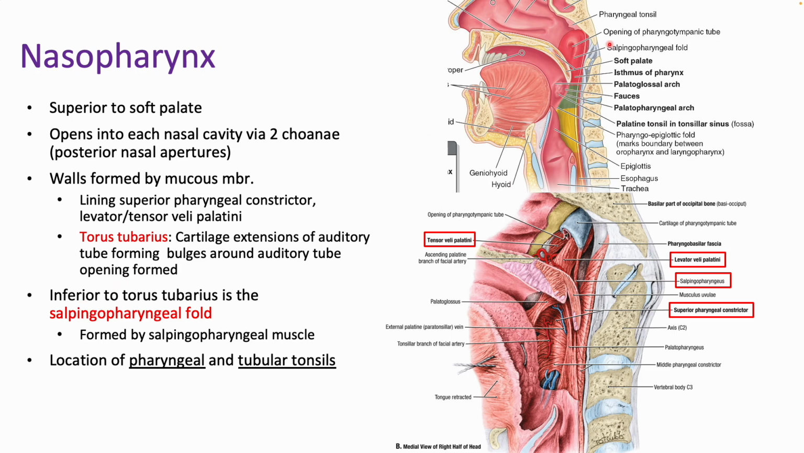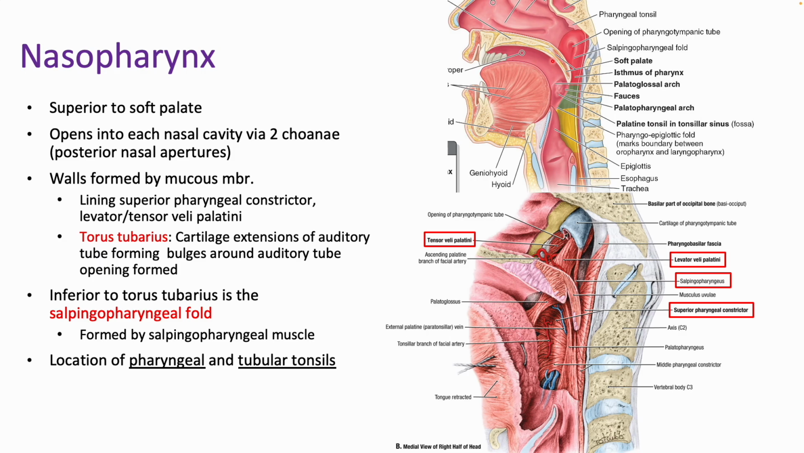Inferior to the torus tubarius, we're going to have the salpingopharyngeal fold. So the torus tubarius is formed kind of superior and lateral to the auditory tube. Inferior, we have the salpingopharyngeal fold, and you can imagine that is going to be formed by the salpingopharyngeal muscle. And so it's just kind of a mucous membrane layer overlaying this muscle, which will create a fold.